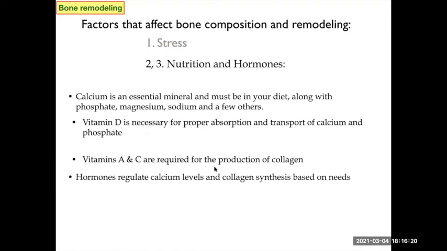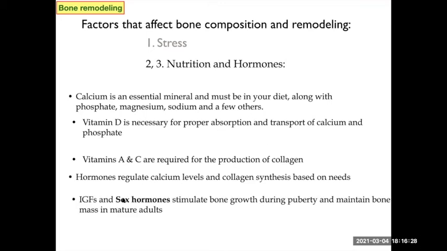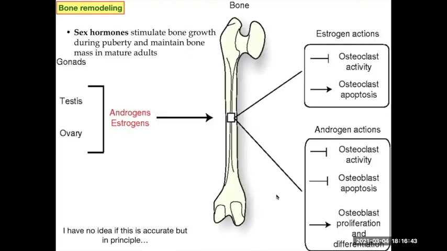And then related to that, all the hormones that are regulating calcium levels and collagen synthesis, based on your needs. What are those? We talked about the insulin-like growth factors. We talked about the thyroid hormones. And then there's testosterone and estrogen, stimulating bone growth during puberty and maintaining the mass. So for androgens and estrogens, they're also going to act on those osteoclasts and osteoblasts. They're both promoting bone growth in some way.